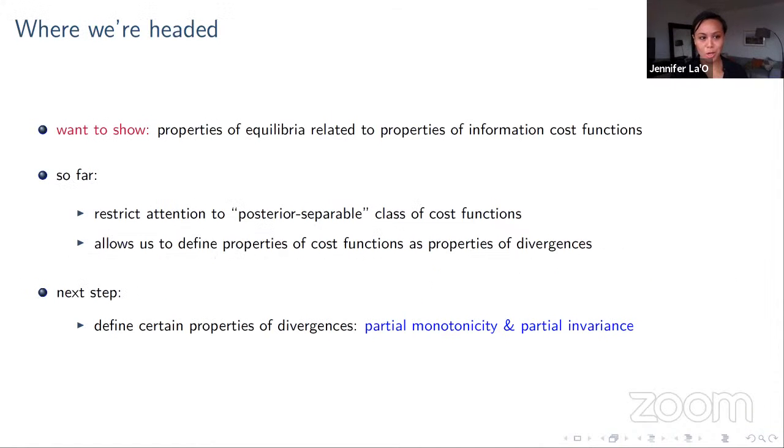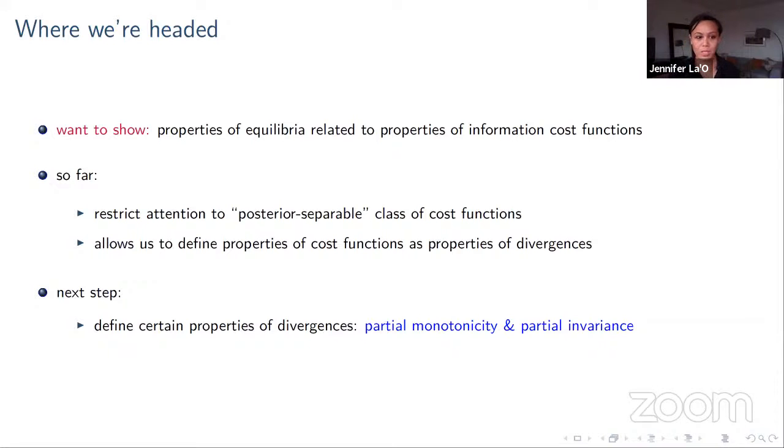But now let me just talk about where we're headed in terms of giving you properties of these equilibria. So what is the point of this paper? The point of this paper is to show that properties of the equilibrium are related to properties of these information cost functions.